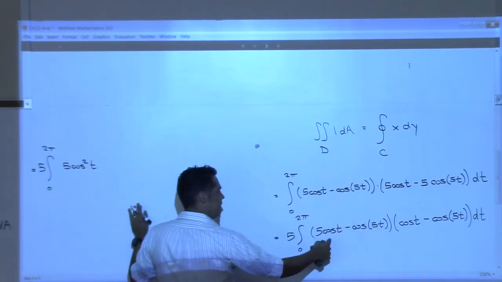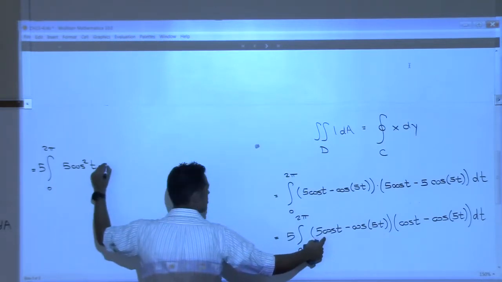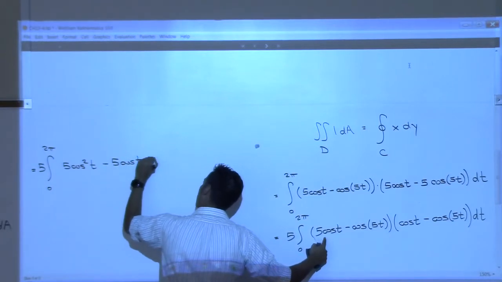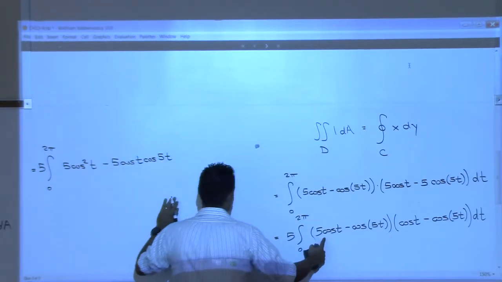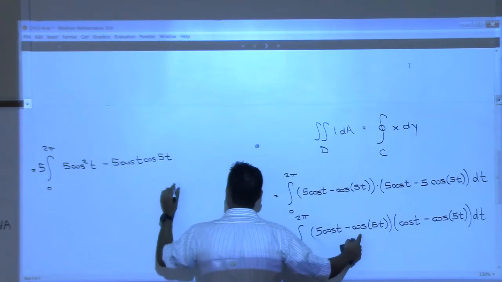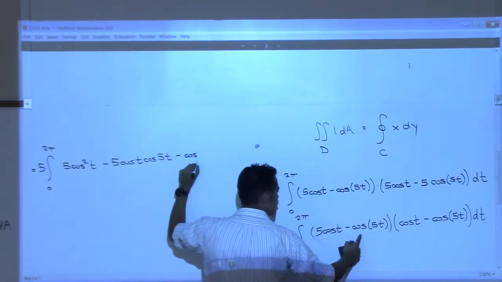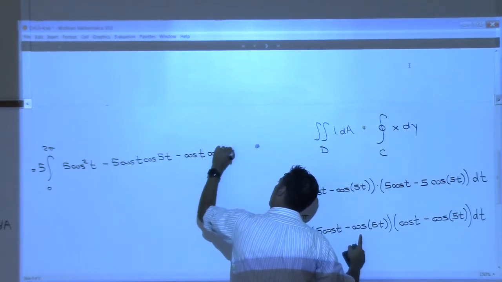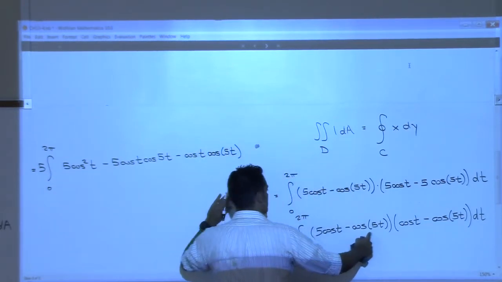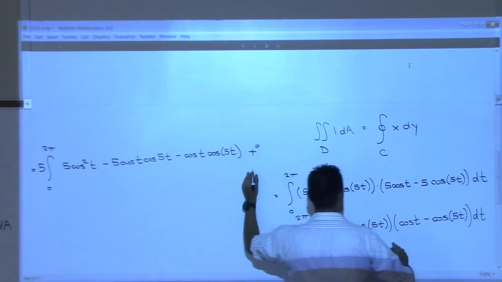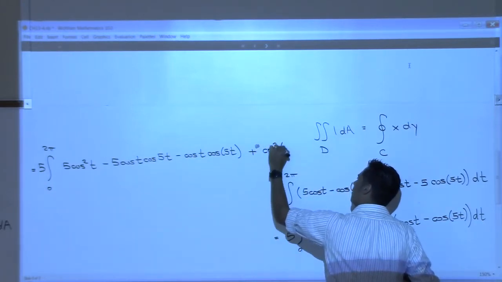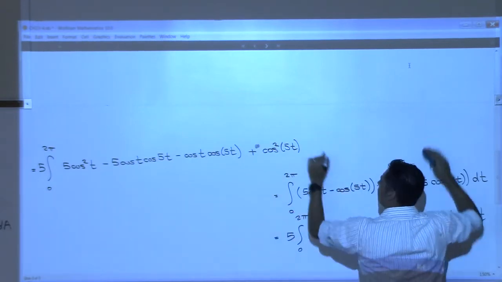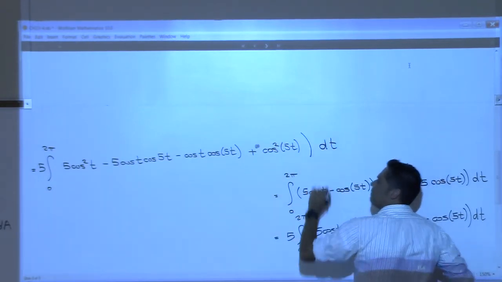And then 5 cosine, so minus, right? 5 cosine t cosine 5t. The middle one is minus cosine t cosine 5t. And then our outer ones there plus cosine squared 5t, dt.